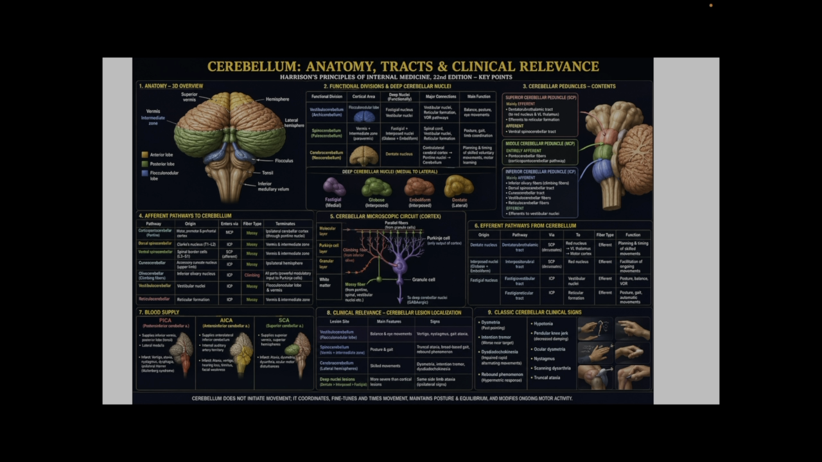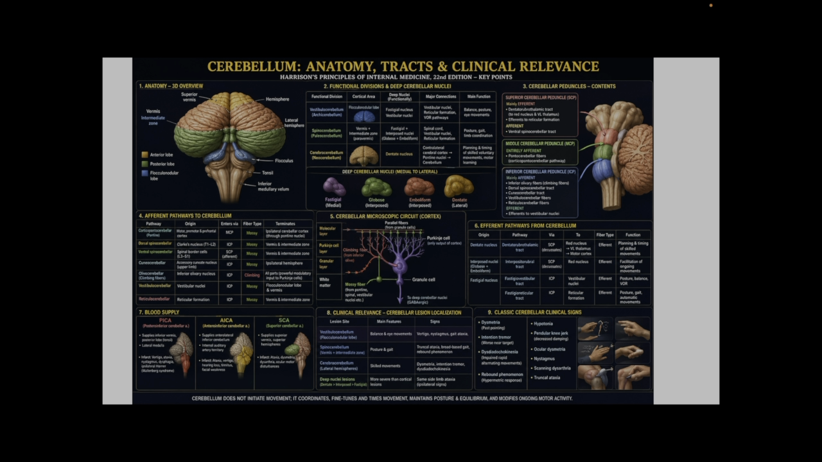So what are the classical cerebellar clinical signs? Dysmetria, intention tremor, dysdiadochokinesia, rebound phenomenon, hypotonia, pendular knee jerk, ocular dysmetria, nystagmus and truncal ataxia. The cerebellum does not initiate movement; it coordinates, fine-tunes and times voluntary movement, maintains posture and equilibrium and supports motor learning. Understanding its anatomy and pathways is essential for accurate neurological localization.